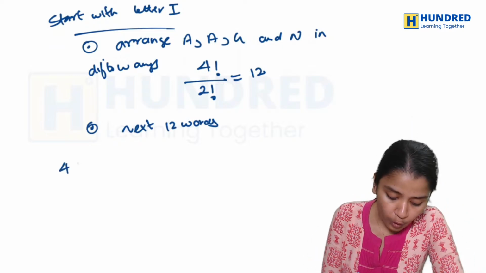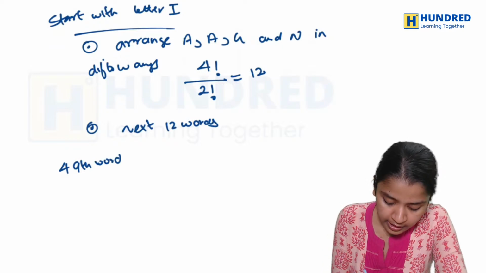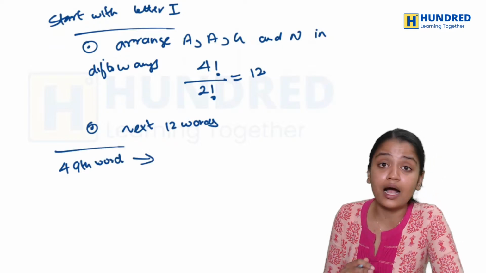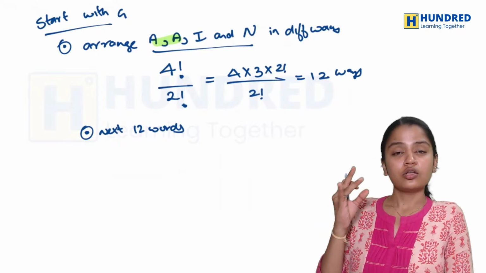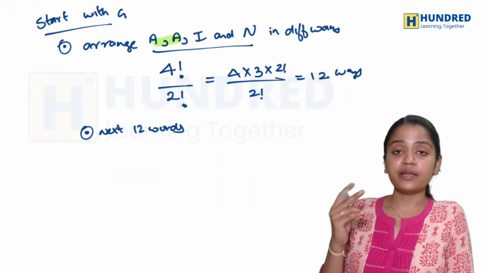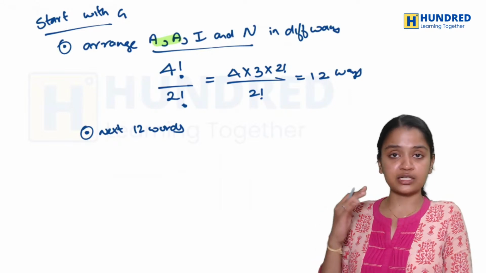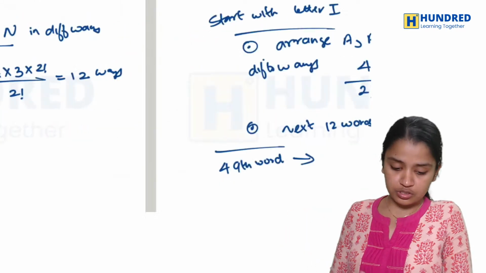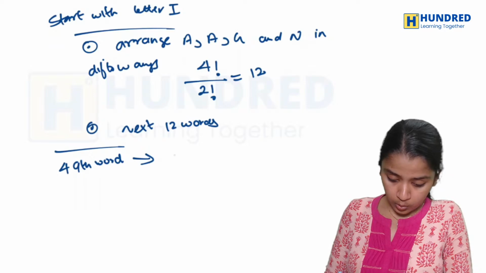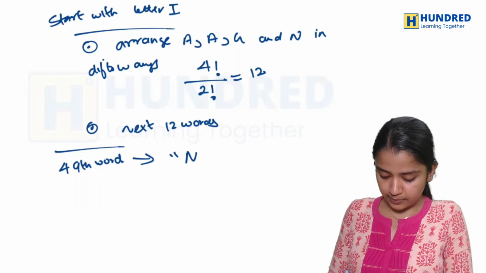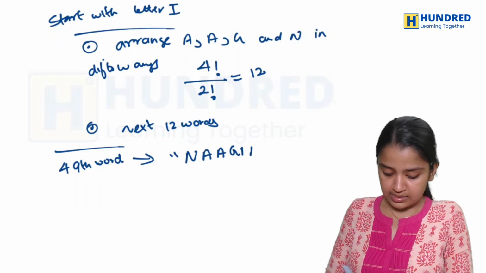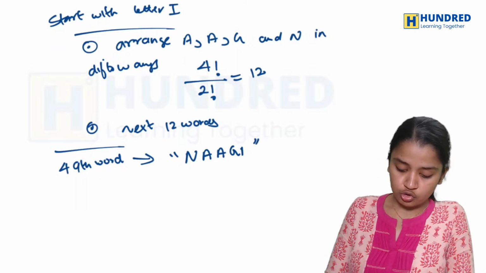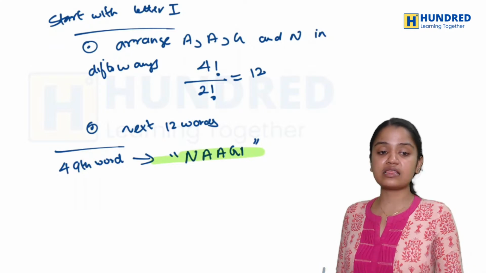So my 49th word definitely should start with N, because I started with A, it did; then I started with G, it is okay; then I started with I, that also finished. Till 48 is there. The next word should start with N. So my word is nothing but NAAGI. This is my 49th word.